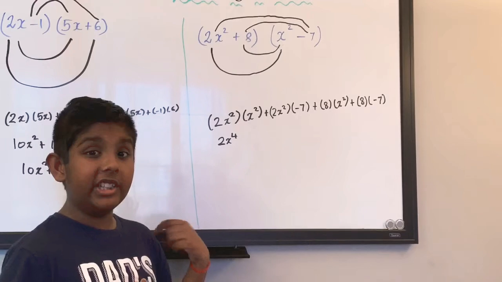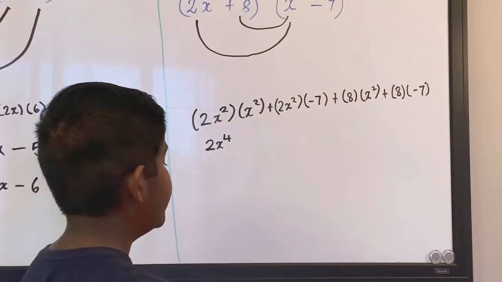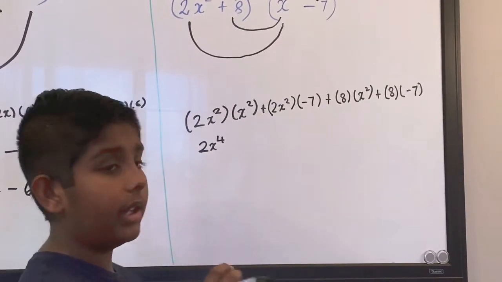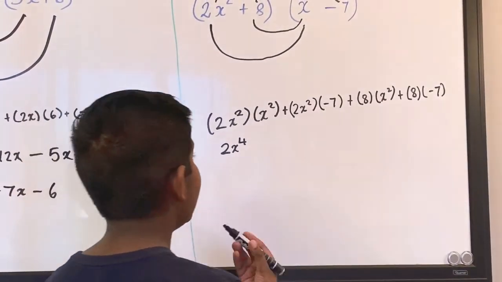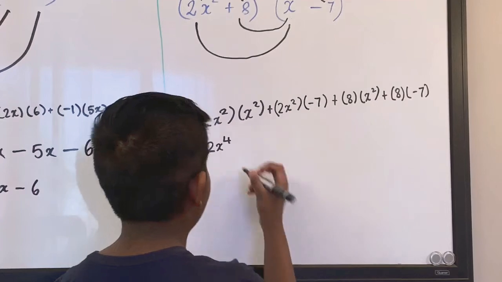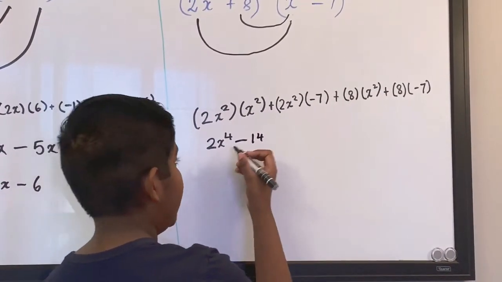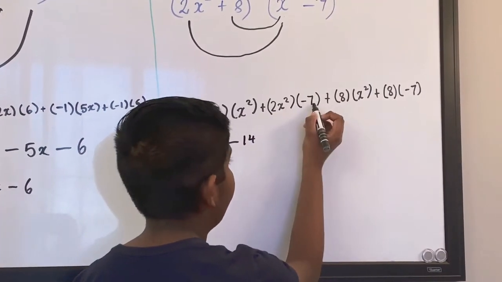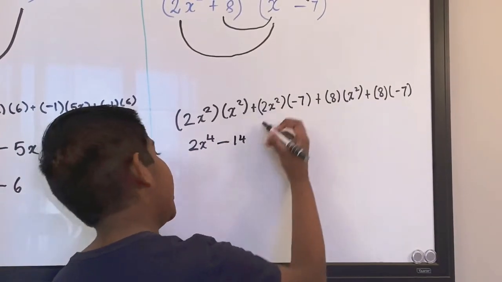Okay, let's multiply the next part. 2x squared times negative 7. So positive 2 times negative 7. We have a positive number and a negative number, so our answer is going to be a negative number. And 2 times 7 is 14. So that'll be minus 14. And then we have a variable here and no variable here, so let's just write down the variable and exponent. X squared.